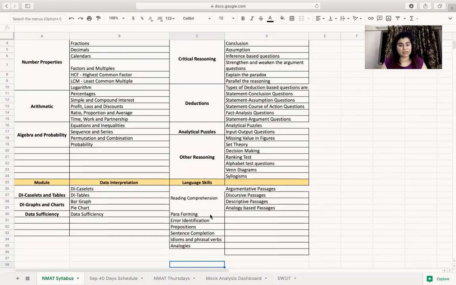Pretty interesting. Paraforming is something which comprises questions of the type of para jumbles, para completion, para summary, odd one out of the para, and all of these things. Then we have grammar based questions of error identification, prepositions, sentence completion, idioms and phrases, and analogies. So I don't have direct vocabulary, but I can have vocab based questions in analogies as well as in your reading comprehension. Okay? So I hope all of you are thoroughly clear with your entire syllabus for NMAT. After this, don't ask what do I study, what do I not study, and all of those questions.